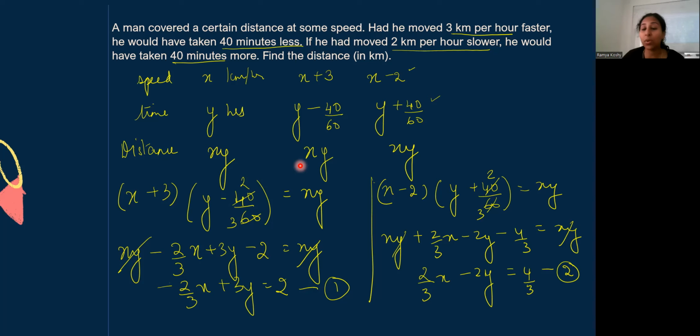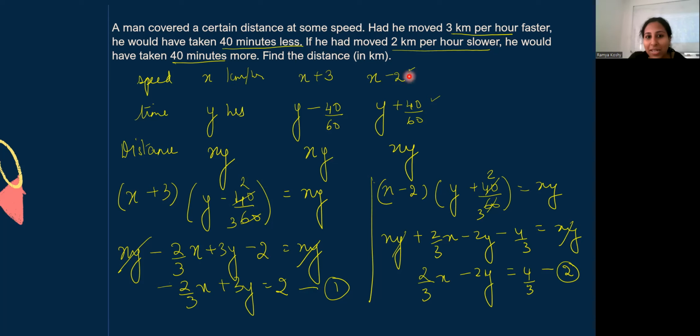But in the quadratic equations chapter, only one thing you have to find: either speed or time, plus distance would be given. So when distance is given, we use the quadratic equations concept. But here distance is not given. Both time and speed are unknown. That time we will be using the linear equations concept.